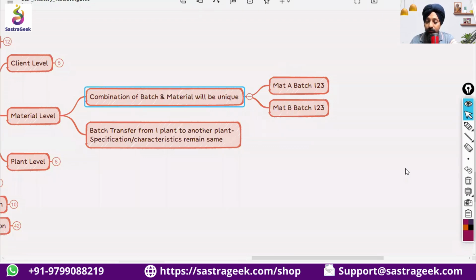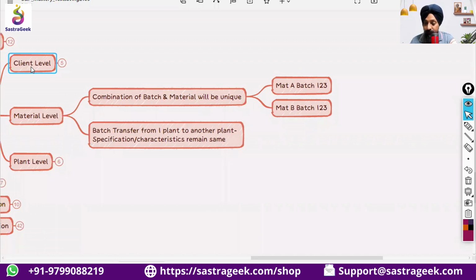Naveth is asking, can we use the same batch for material A again in a different plant? Not at the client level. At the client level, you cannot. If you use the same batch for the same material at the client level, the system would consider the same characteristics. You cannot change the characteristics. You cannot say that in plant A the characteristics are different and in plant B the characteristics are different. Your question, Naveth, would be better answered when we jump into the plant level batch.